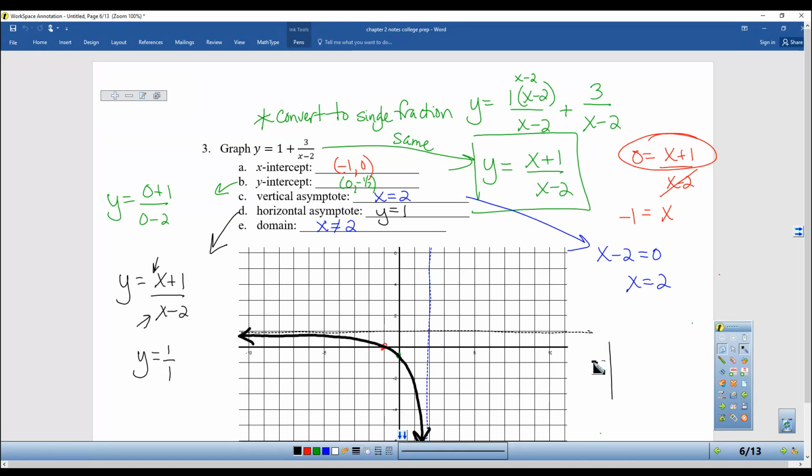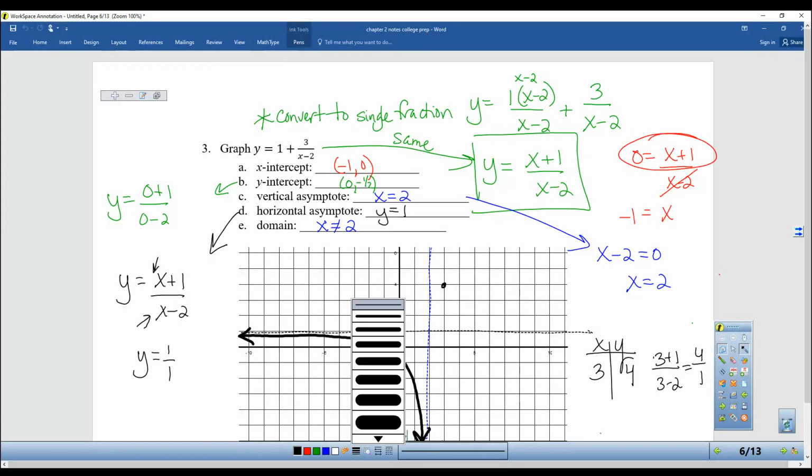Now I do need one good point on the other side. So just pick any number bigger than 2. If you pick something less than 2, you're just going to get one of these points over here. So let's say 3. So 3 plus 1, isn't this easier to use than that 1 plus thing? Over 3 minus 2 is 4 over 1, so 4. So at 3, it's 1, 2, 3, 4, and that's enough. Listen carefully. I only require 1 point on each branch.